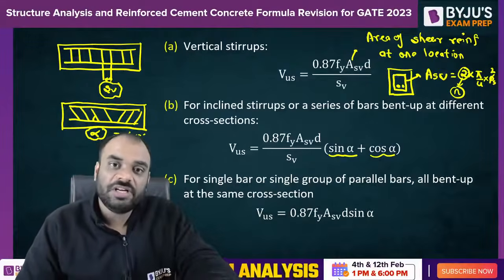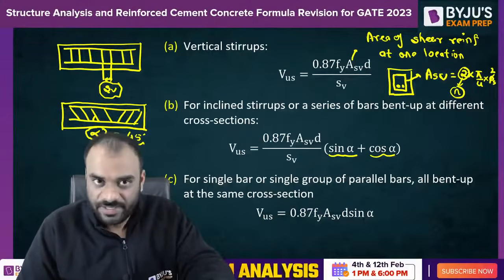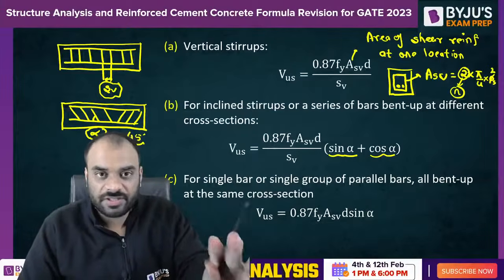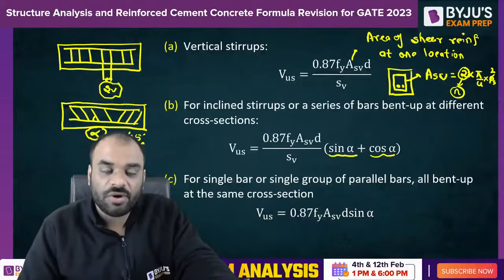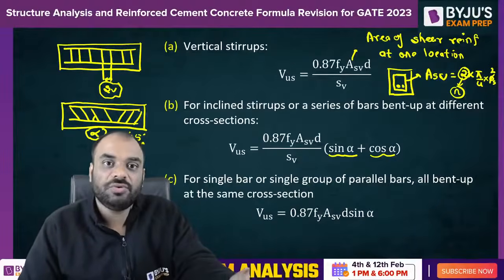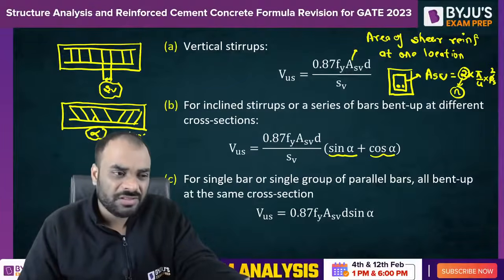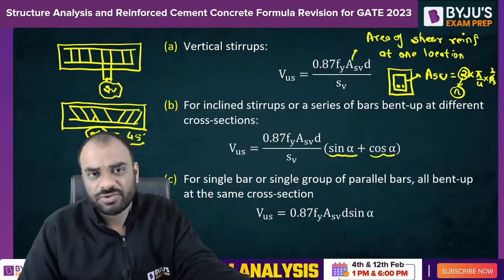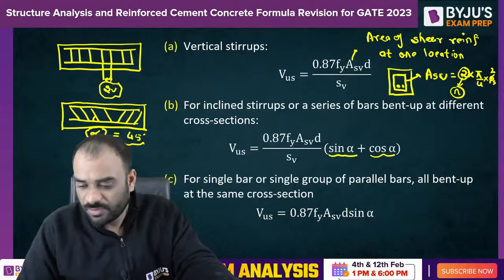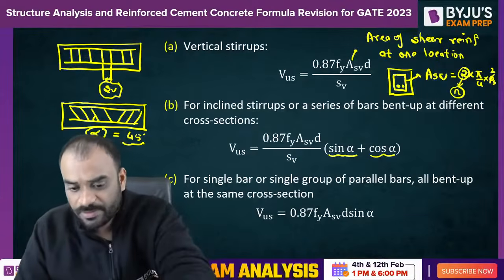Tau C max will depend directly upon the grade of concrete. If it is mentioned in the question what grade of concrete we are using, we are able to use the data and calculate, or we will directly use the value of tau C max from the table itself. Okay. Okay, Shashi.